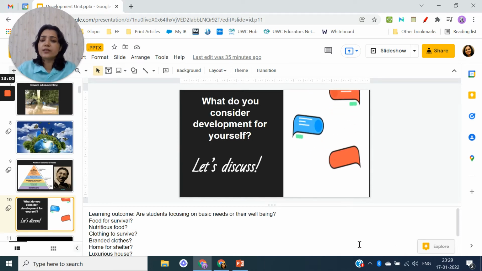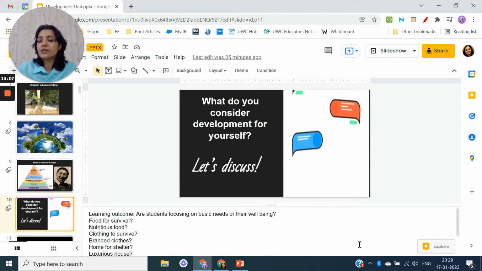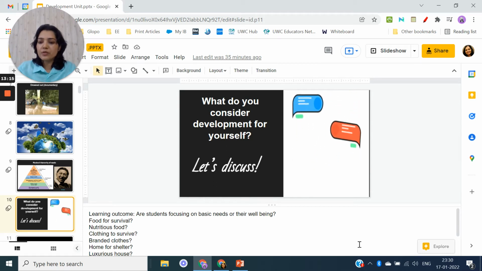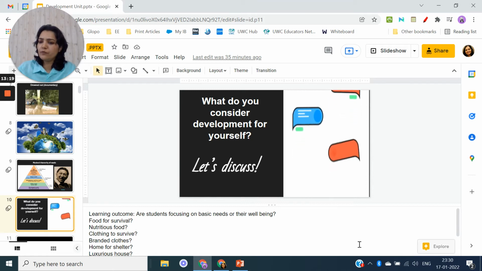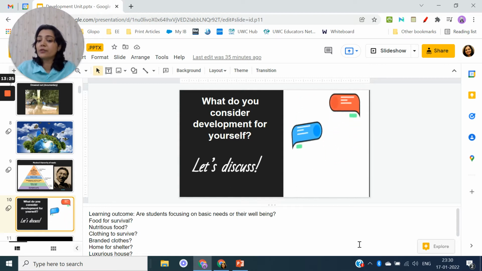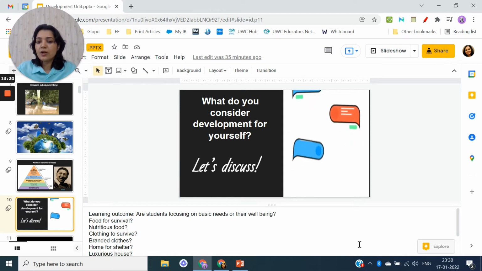All right, let's move further, and you have to think about development from your own angle. What do you consider development for yourself? What do you demand under the term development? You can pause it, you can write, you can think. It could be food for survival or nutritious food. It could be clothing to survive or branded clothes, home for shelter or luxurious house.